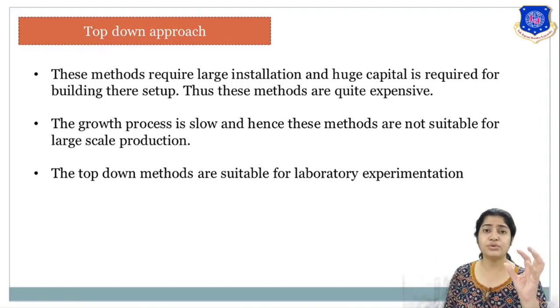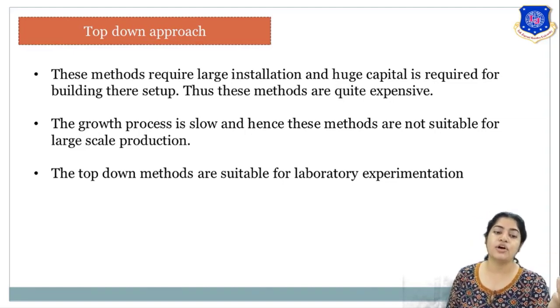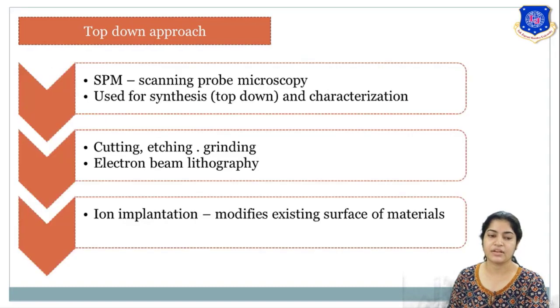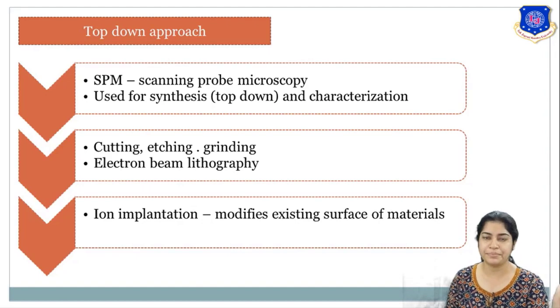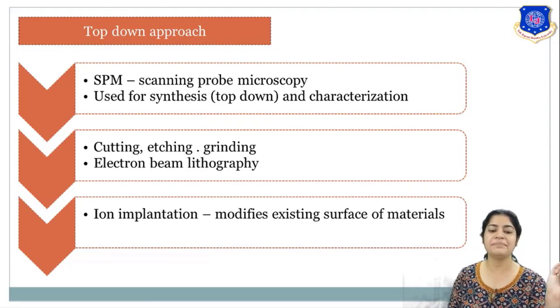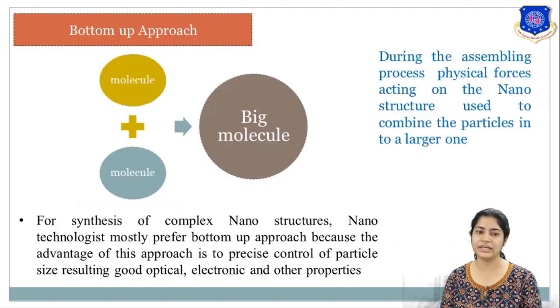One more point: you cannot use top-down approach methods for large scale production. They are generally used for experimentation purposes. Now, what are the techniques or methods involved in the top-down approach? First is SPM, scanning probe microscopy, used for synthesis and characterization. Then you have classic methods like cutting, etching, grinding. Then in the form of lithography, you have electron beam lithography. Another method is ion implantation, where you modify the existing surface of your material.